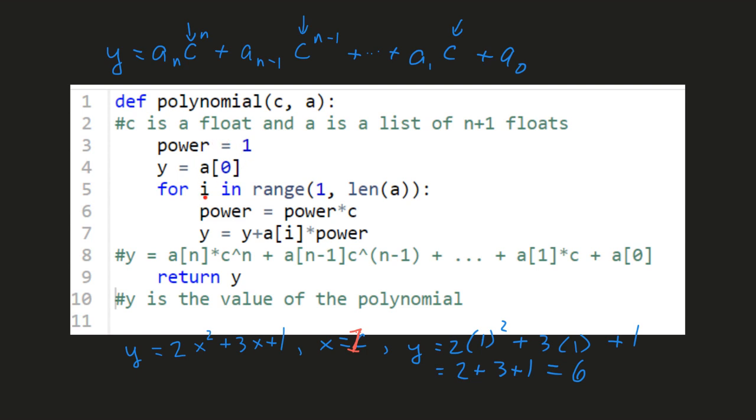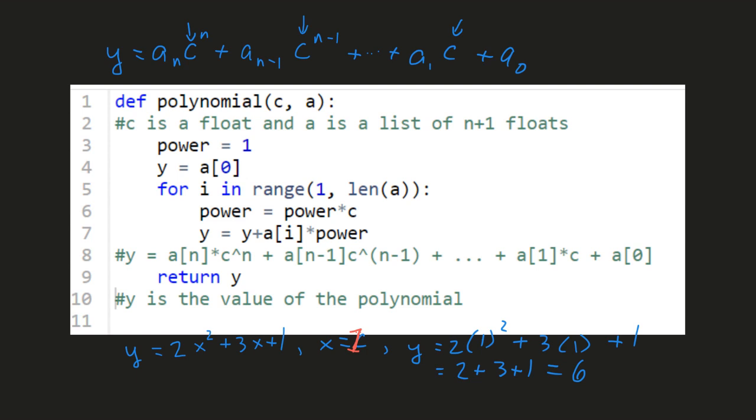Then what I do, for i in the range of 1 to the length of a, is go from this term here all the way to this term. That's what this for loop is doing. I'm going to redefine power to be power times c. In other words, I'm taking higher and higher powers of c. And then y is going to be whatever y was defined as previously, plus this coefficient term times the power.